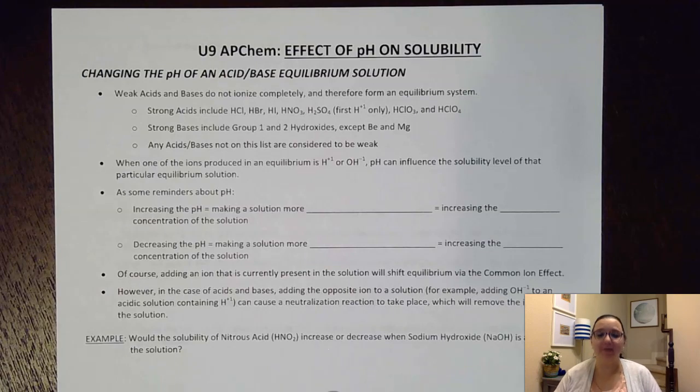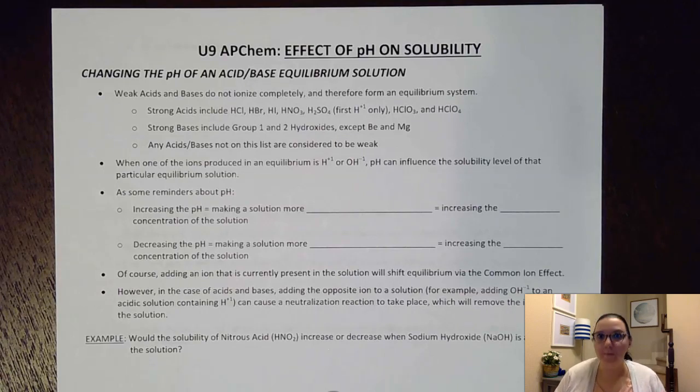We're going to talk about the effect that pH can have on solubility. In our previous video on the common ion effect, we talked about how if I put a substance into another substance that's at equilibrium, and the two share an ion in common, that can affect the equilibrium system and decrease the solubility of our substance. And we said that only works if they have that ion in common.